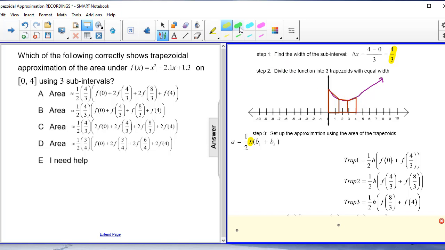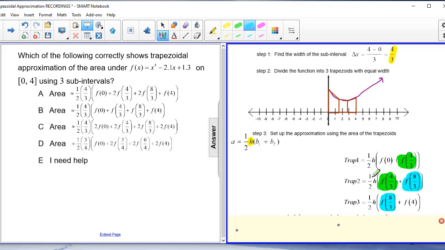And I just want to point something out. You'll notice here that we have f of 4/3 occurring twice. And you'll also notice that I have f of 8/3 occurring twice. The reason why I'm making a note of that is we're going to find the sum of these 3 areas. So we're going to add all this together.